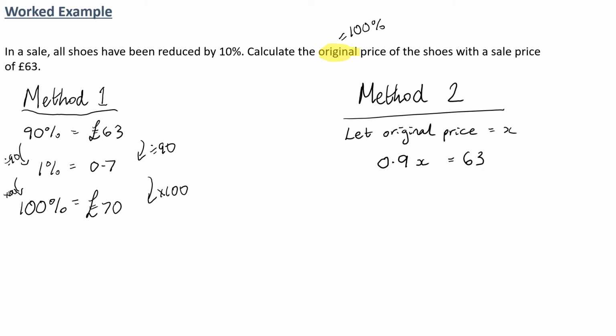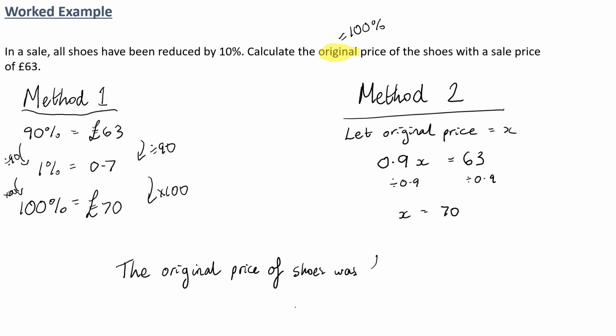So if I wanted to work out X, I could divide throughout by 0.9. And we should find that when we work through it, we're going to get the exact same answer, which gives us 70. Both methods give the exact same answer. It's up to you which method you use. I'd probably suggest that this method might be more straightforward to use. This is a word question, we'll just finish it off. The original price of the shoes was £70.